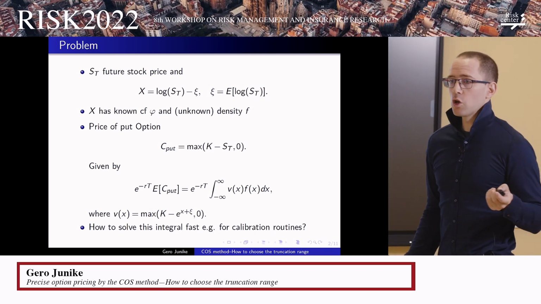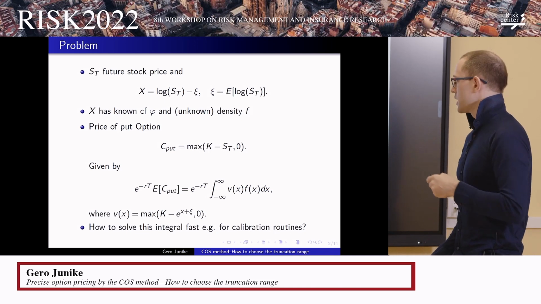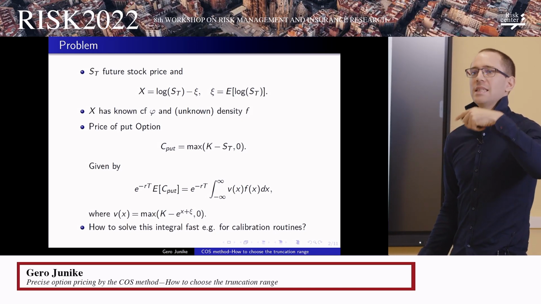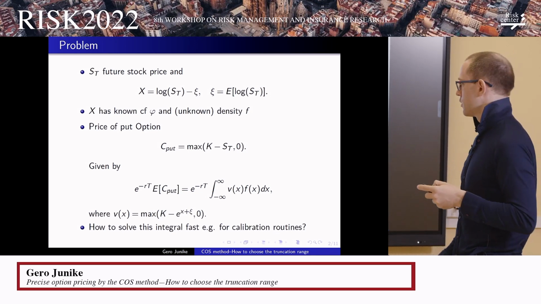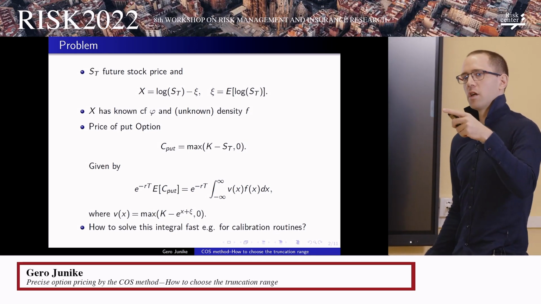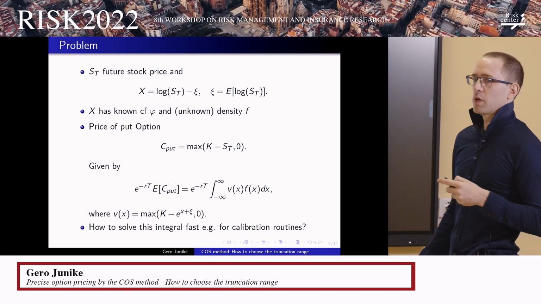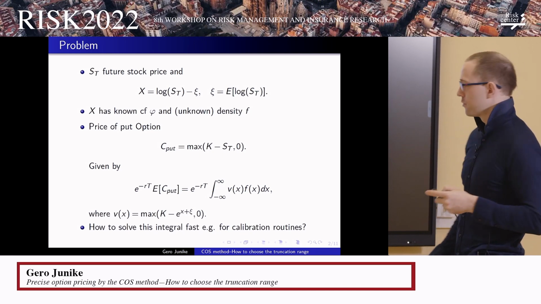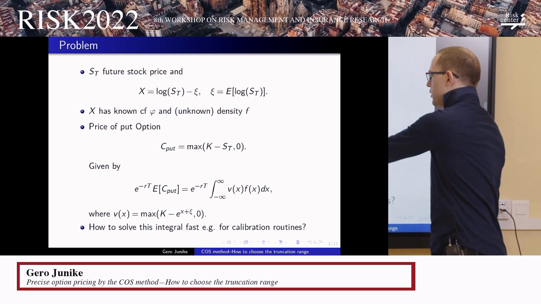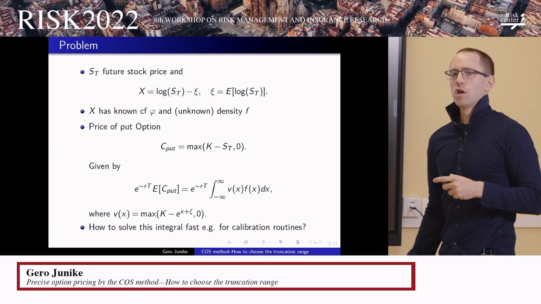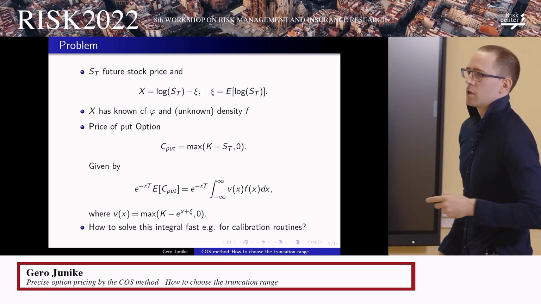Why do we need to compute option prices fast? Usually, in practice, a stock price model is calibrated to given liquid option prices, and during the calibration routine we need to evaluate option prices very often. At first glance, it seems quite difficult to solve this integral because the density f is unknown.